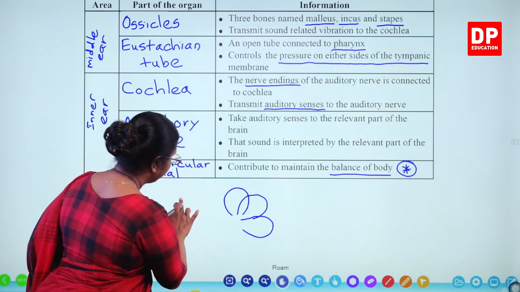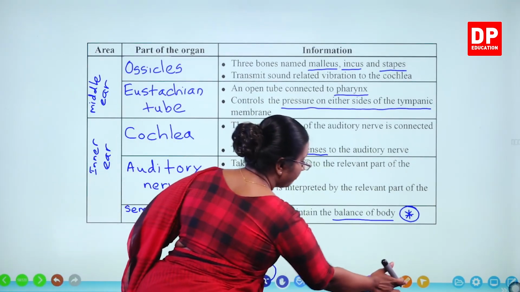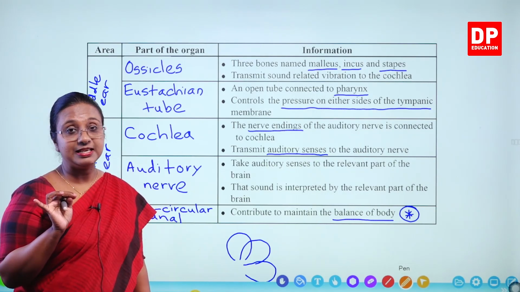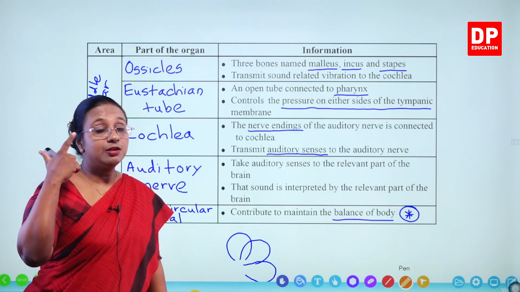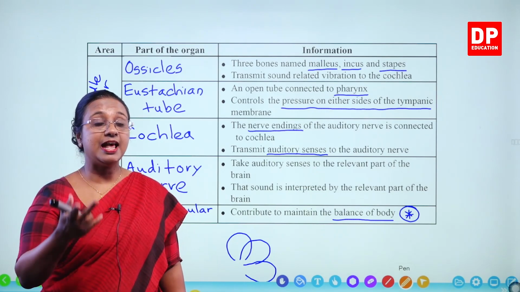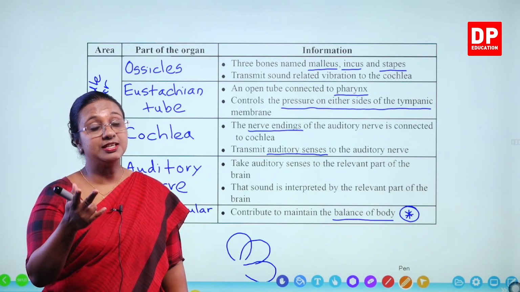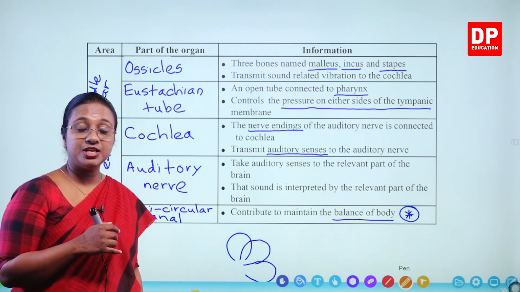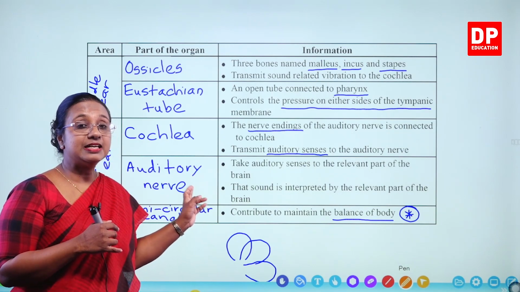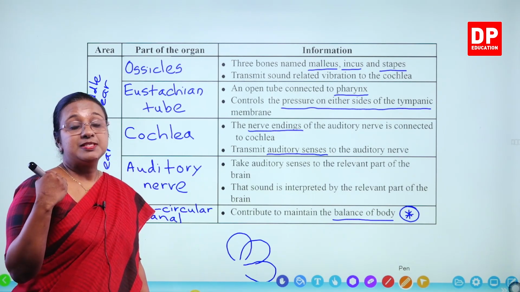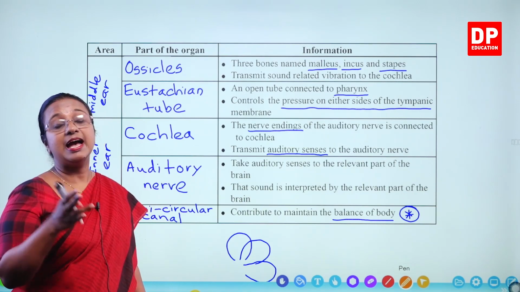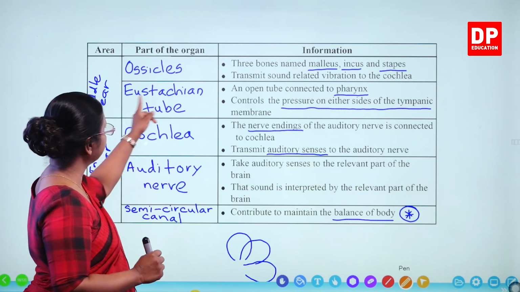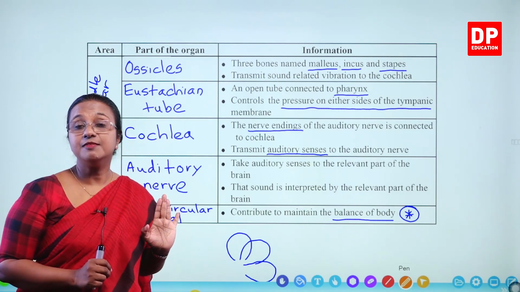So I'm sure now you have understood the functions of all the parts. The three parts, outer ear, middle ear and the inner ear. The outer ear has the earlobe or pinna, external auditory canal and the tympanic membrane, which is known as the eardrum. Then the middle ear has the ossicles and the eustachian tube, and the inner ear has the semicircular canals, the cochlea and the auditory nerve. And out of those, semicircular canal and eustachian tube have different functions.